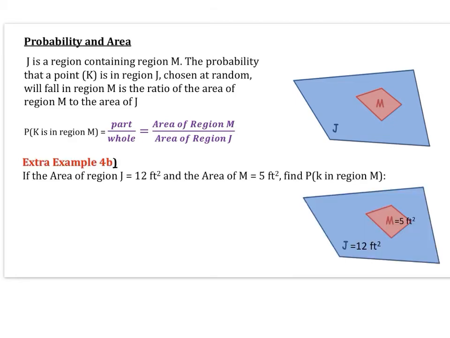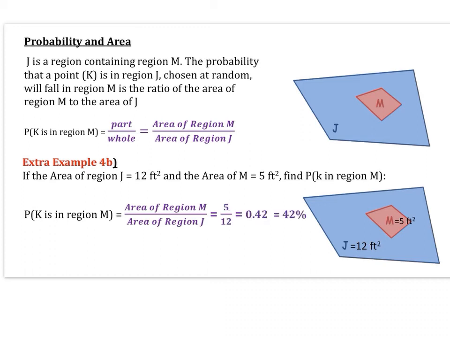All right, so let's look at the area of region J being 12 square feet and the area of region M being 5 square feet. Find the probability that point K is in region M. So we're comparing region M's area to region J's area. So that's a 5 in 12 chance of point K being in region M, which converts to the decimal 0.42, which converts to 42%. So there's a 0.42 or 42% chance that point K lies in region M.